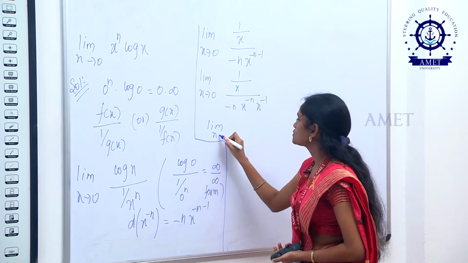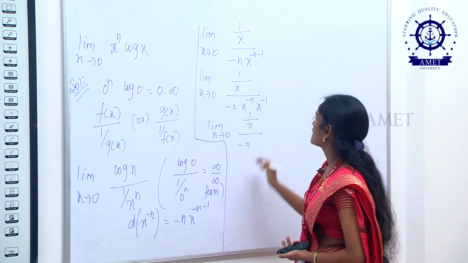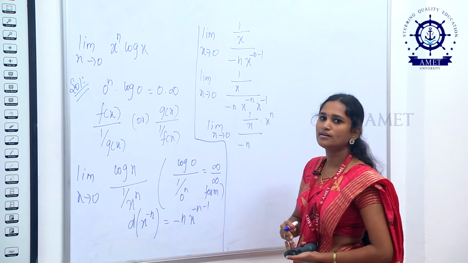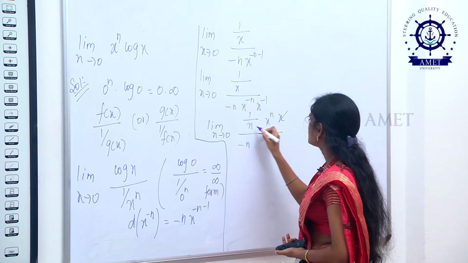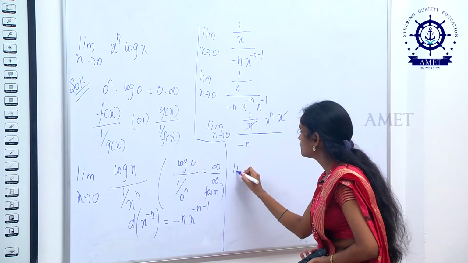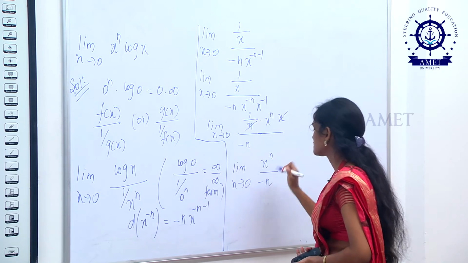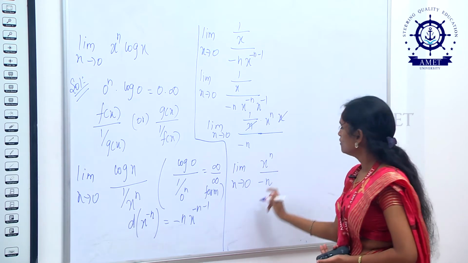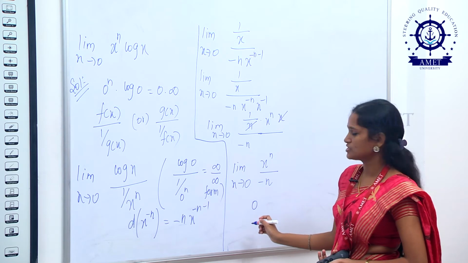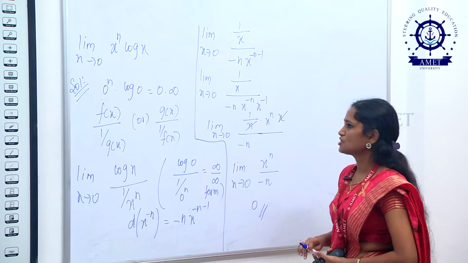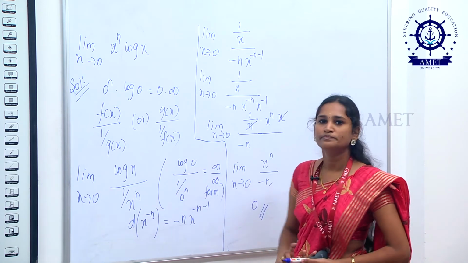So the limit as x tends to 0 of 1 by x divided by minus n, x to the power minus n, we can take to the numerator as x to the power n. The x inverse is also x, so x and x will be cancelled. The remaining limit as x tends to 0 is x to the power n divided by minus n. Now substitute x value 0. So 0 to the power n is nothing but 0, always with n greater than 0. So the answer becomes 0. Now this is the final answer. So we have proved this problem's answer is 0.